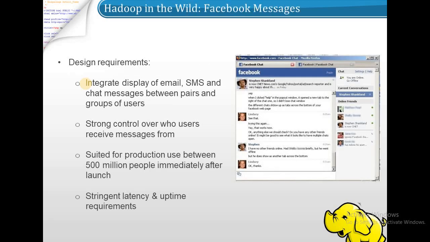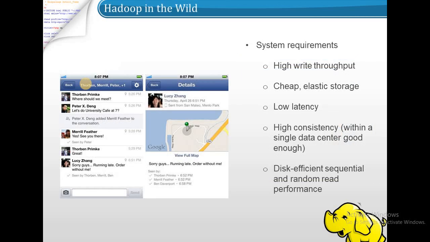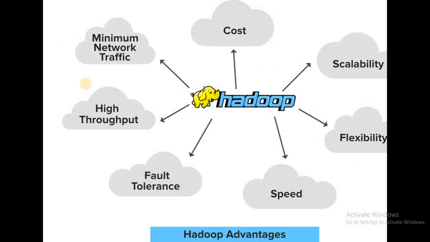These are the design requirements: integrated display of email, SMS and chat messages between pairs and groups of users, strong control over who users receive messages from, and suitability for production use by 500 million people immediately after launch. The system requirements are high write throughput, cheap elastic storage, low latency, high consistency, disk efficiency, and sequential and random read performance. These are the Hadoop advantages: minimum network traffic, cost, availability, scalability, flexibility and speed, fault tolerance and high throughput.